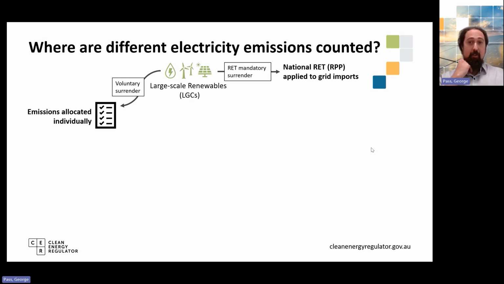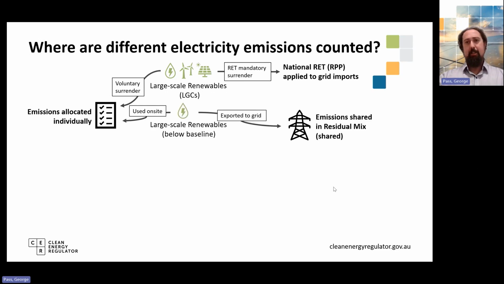So we can have large-scale renewables that are credited with LGCs, and these then have their renewable energy attributes attached to those LGCs. So the LGCs may end up being surrendered to meet the mandatory RET, at which point the emissions benefit is shared across all grid consumption via the national RPP. Alternatively, the LGCs can end up being voluntarily surrendered by or on behalf of an individual, at which point the emissions benefit is allocated to that individual. Importantly, it doesn't matter where the physical energy ends up being consumed, because the renewable energy attributes remain with the LGC.